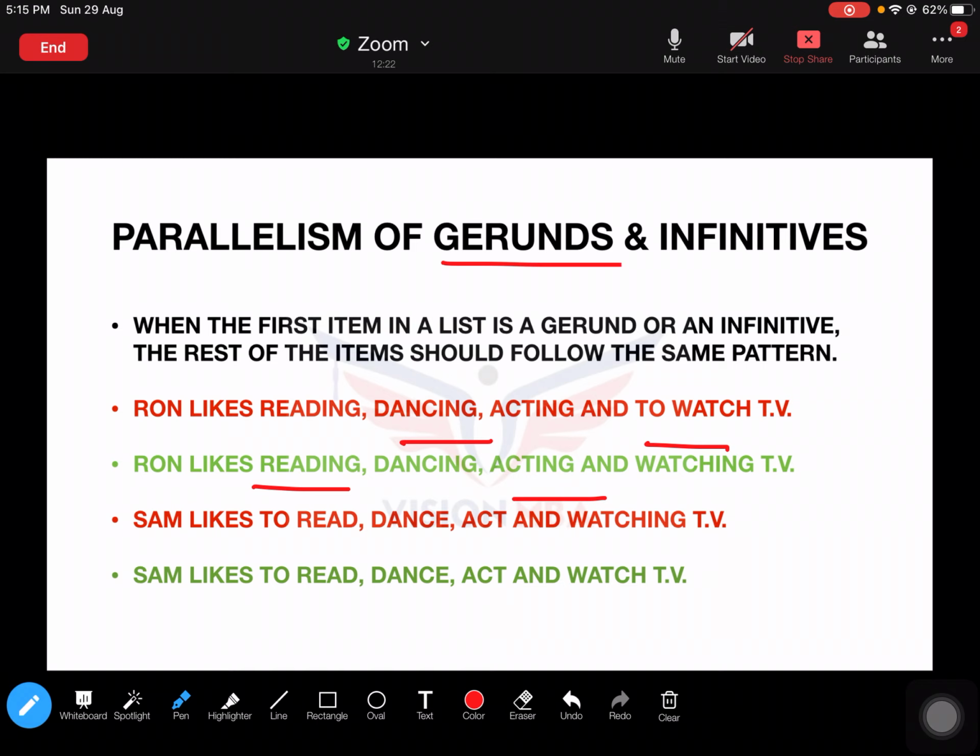Now, this is the example of gerund. I hope I am making sense. And these, trust me, guys, parallelism is very easy.